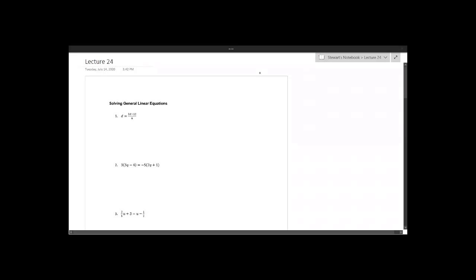Today we're going to be talking about solving general linear equations. As I mentioned in the past few videos, in most cases what we're going to want to do is work in the reverse order of operations. Sometimes that won't be the case, but most of the time, to isolate the variable, we're going to work backwards in terms of order of operations from what we do normally. Okay, so let's start going through these.